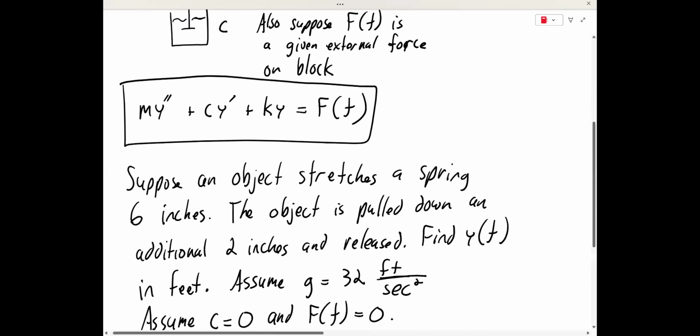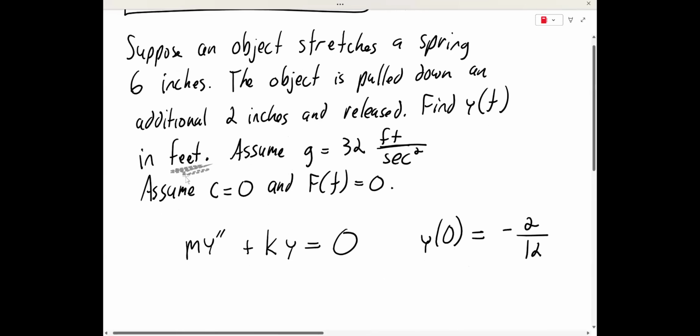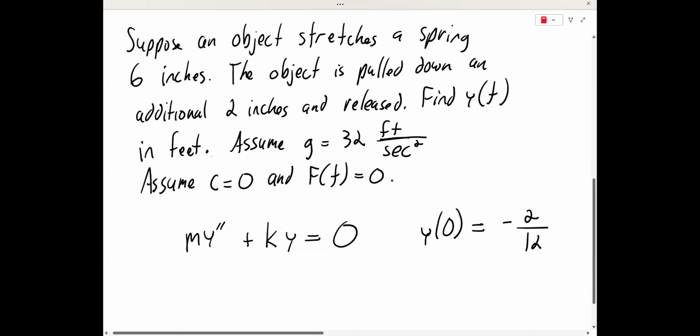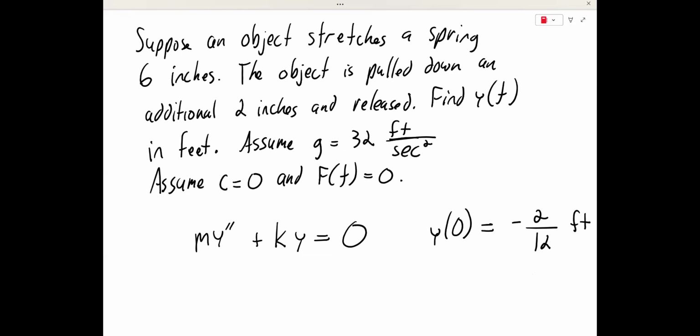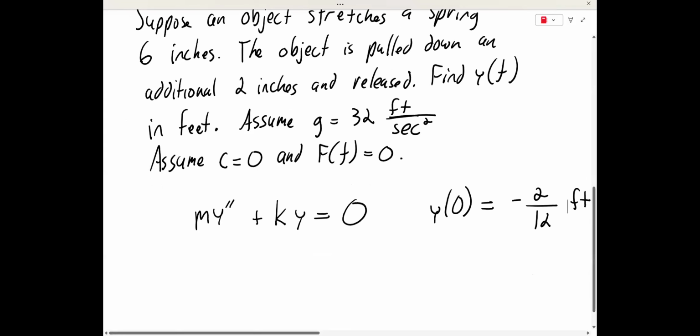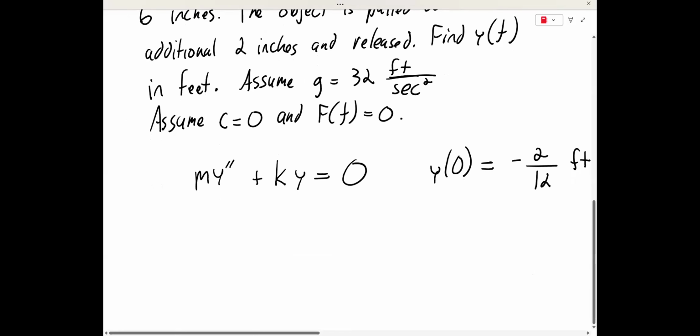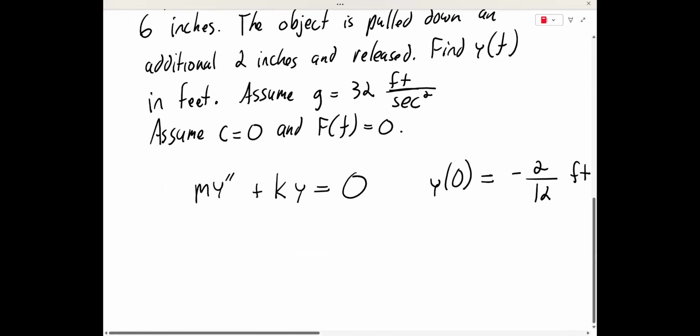But the displacement, we want to find it in feet. So you've got to express this in feet. The initial displacement would be -2 over 12 feet, because it says in inches here, it's pulled down an additional 2 inches. But the equilibrium is the weight's already on it. So if it's equilibrium, that's y equals 0, then you pull down 2 from that. We'll use the 6 here in a minute, by the way. You might wonder what we do with the 6, but we'll see here.